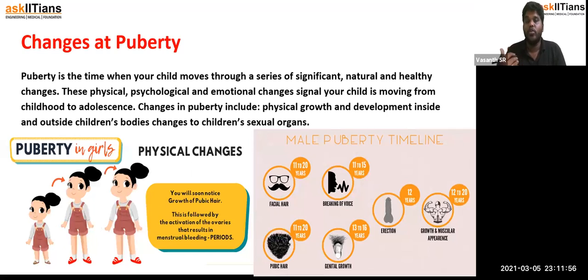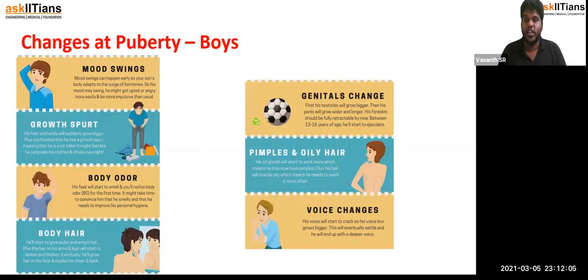They are going to undergo lots of bodily changes. We're going to read all of them and know all of them. These are the changes that boys undergo during puberty.